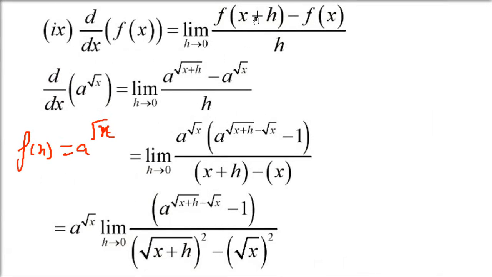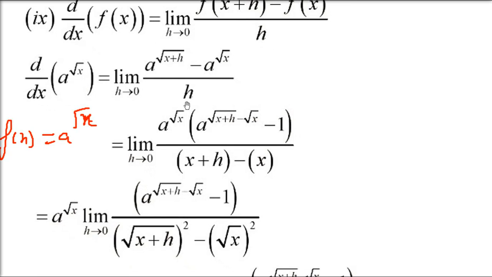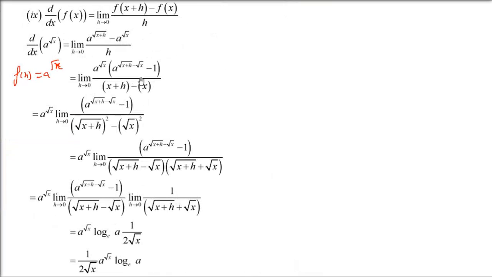So what we are going to do here is [f(x+h) - f(x)]/h. So a raised to root x plus h, minus a raised to root x, by h. Now you can first of all make this h. First let us do a raised to root x; I am taking it common. So here a raised to root (x plus h), I'll just show you here.